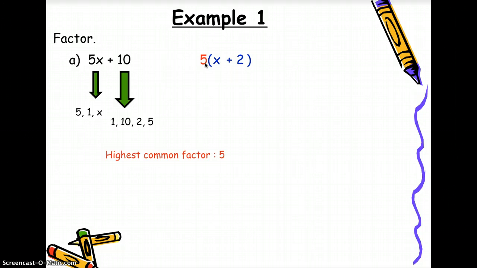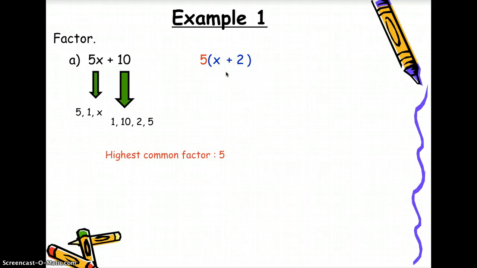If you want to check if your factors are correct, you can use multiplication using the distributive property. 5 times x is 5x, and this is what you have over here. And to continue, 5 times 2 is equal to positive 10, which is your term here. So that means that your factors are correct.